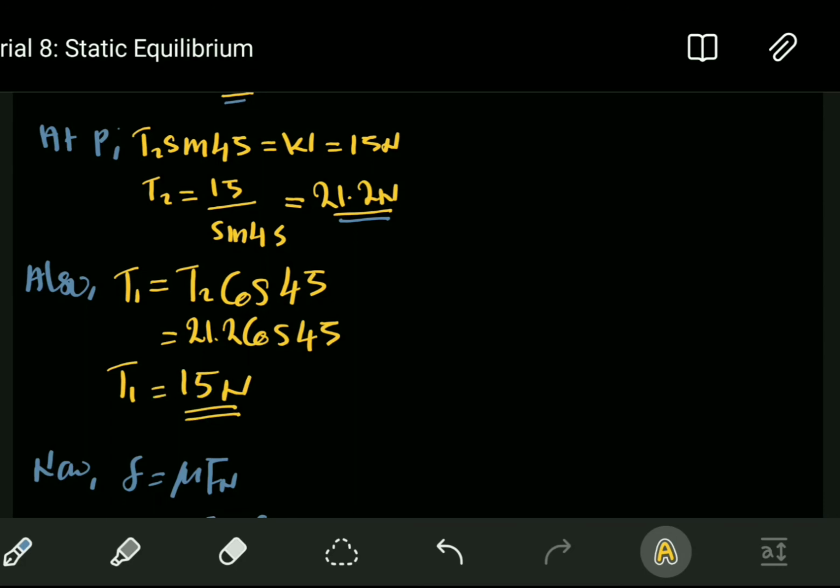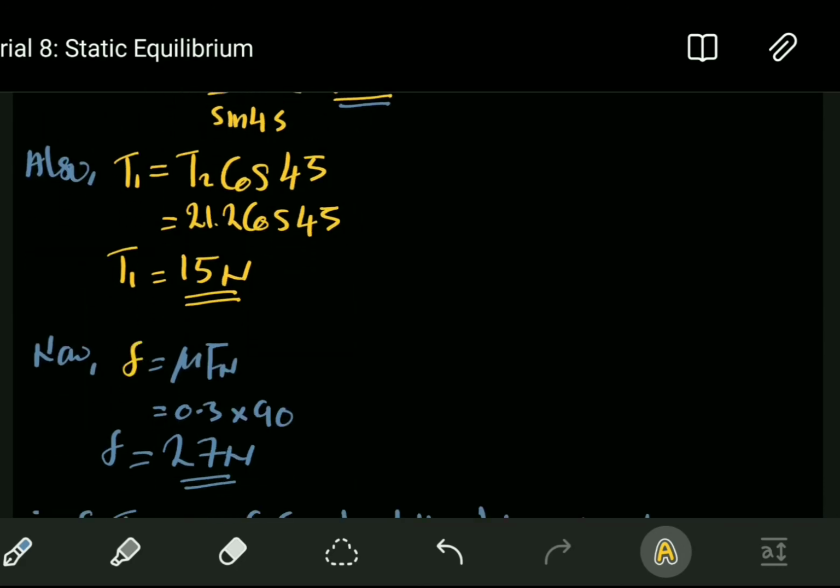Now let's consider the friction also. Since we want to show that T1 must be less than the frictional force, we have found T1 to be 15 newtons. Now let us find the value of the friction force. We know that friction force is given as F equals mu times the normal force, where mu is our coefficient of friction and is given as 0.3. Therefore, we'll have F equals 0.3 times 90 newtons.